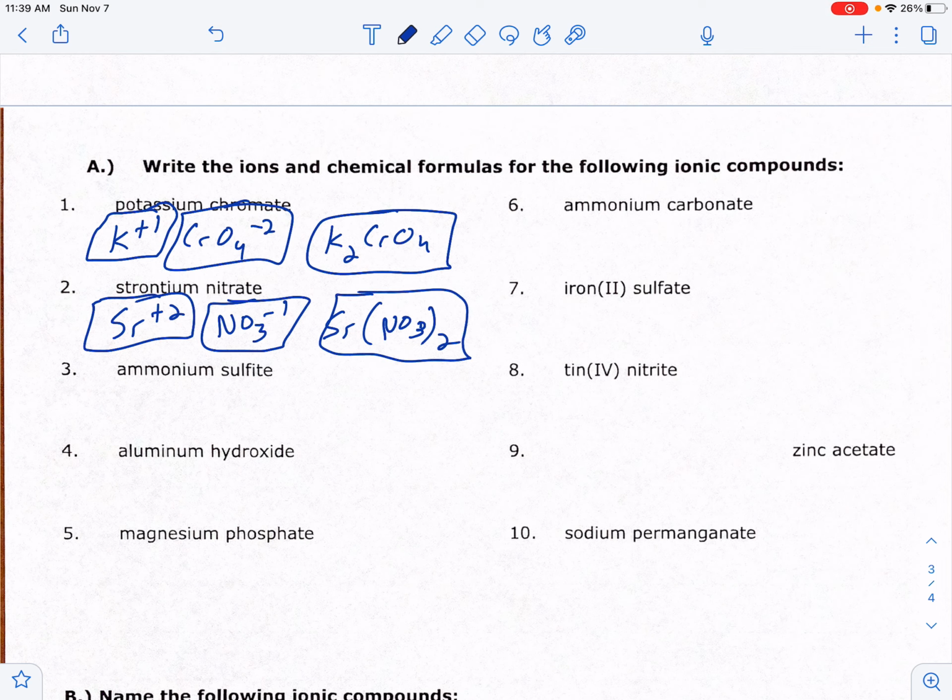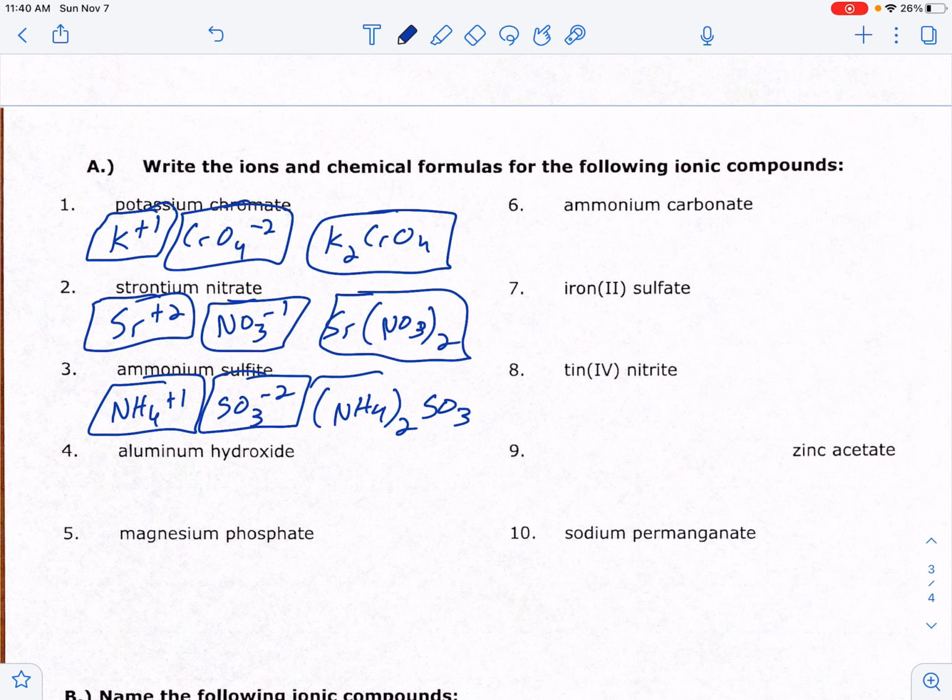Ammonium sulfite. So ammonium is going to be on your polyatomic list. So again, if you're having trouble finding something on your periodic table, always check your polyatomic list first and then look on the periodic table. So ammonium is NH4 with a +1, and then sulfite is actually SO3 with a -2. Okay, so I'm going to see that those are not balanced, so I need 2 ammoniums. So you're going to write NH4 in parentheses, and I need 2 of them, and I only need 1 sulfite, so SO3. So here's my cation, my anion, and then here is my formula.